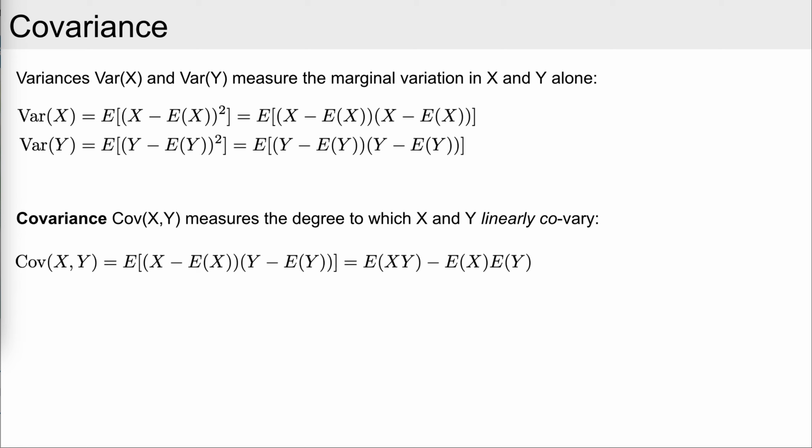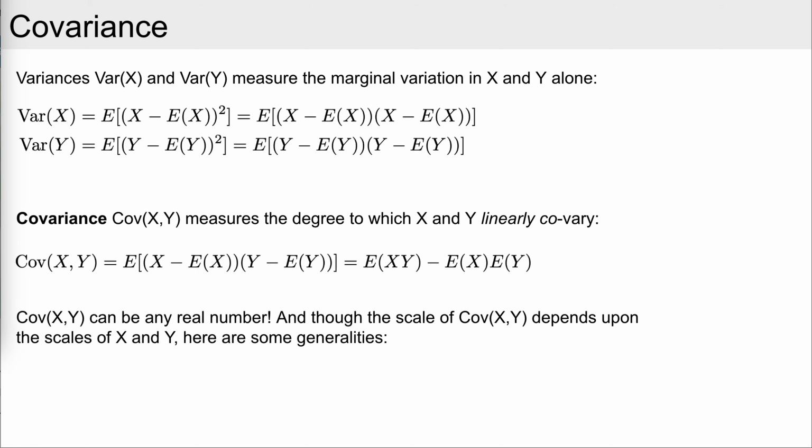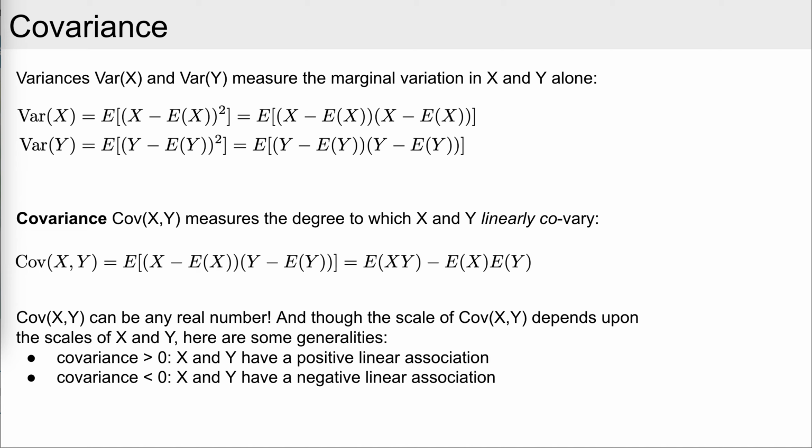By this definition, the covariance of x and y can be any real number, and though the scale of covariance depends upon the scales of x and y, here are some generalities. First, a positive covariance indicates that x and y have a positive linear association. A negative covariance indicates that x and y have a negative linear association. And a covariance equal to 0 indicates that x and y do not covary. Specifically, they don't have any linear association.